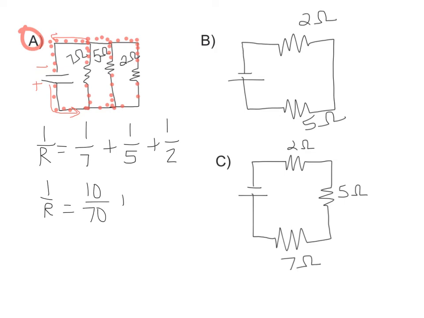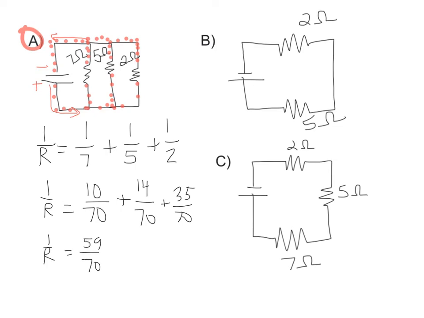10 70ths. To get to 70 for the 5, that's times 14. I know because 5 times 4 is 20, 10 times 5 is 50, so 20 plus 50 is 70. So that would have been 14 over 70. And then this one was going to be my easiest one, 35 over 70. Add them all up. 35 and 14 is 49, plus 10 is 59. So 1 over R equals 59 over 70.